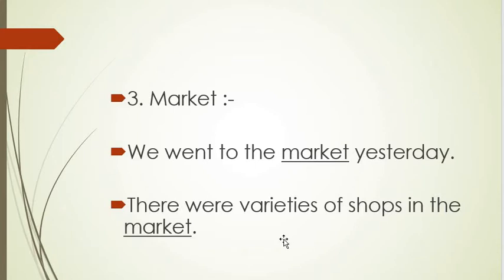So like I said, you can get varieties of mobile shop, varieties of video game shop, varieties of footwear shop, and so on, an endless list of things. So these are the two sentences. I will repeat once more so that you can write it down. First sentence I have made is, we went to the market yesterday. Second sentence, there were varieties of shops in the market.